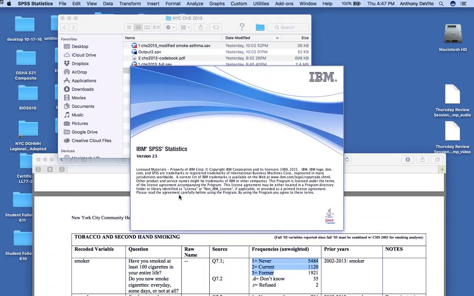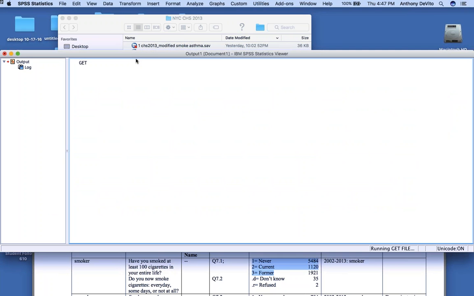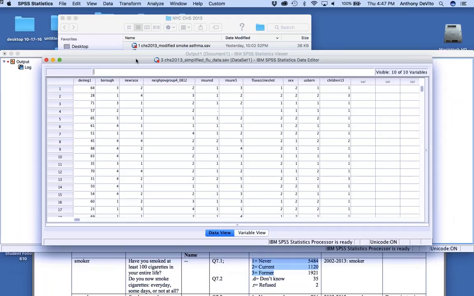If you want to follow along, I think this data set is in the project folder. It's in the tab that has exam 3 and project, and inside of there it has the SPSS file.